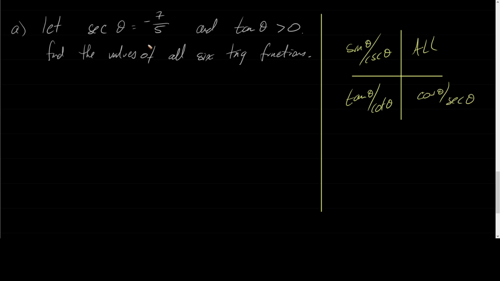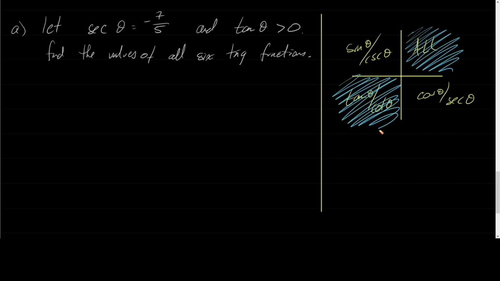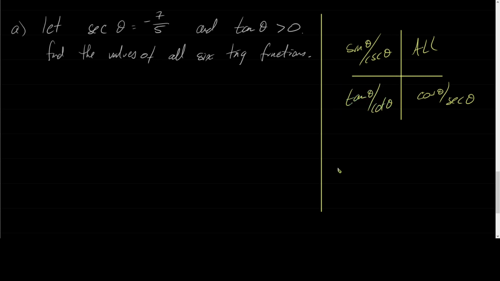So if we look at this, secant has to be negative, but also tangent has to be positive. Since tangent has to be positive, we're working in either the first quadrant or the third quadrant. But because secant must be negative, we cannot be working in the first quadrant. We must be working in the third quadrant. So how do we deal with this now?